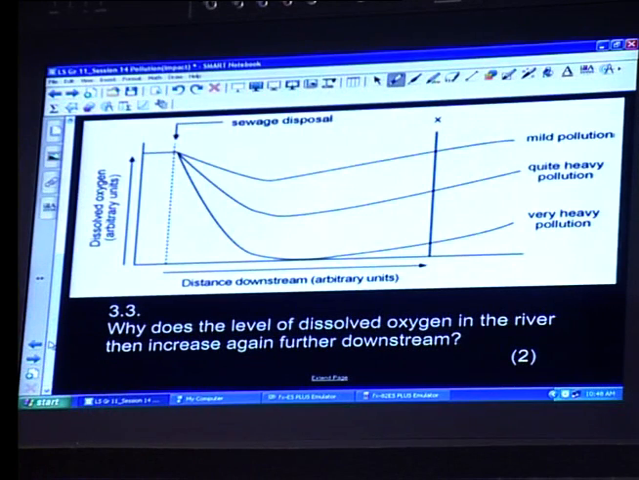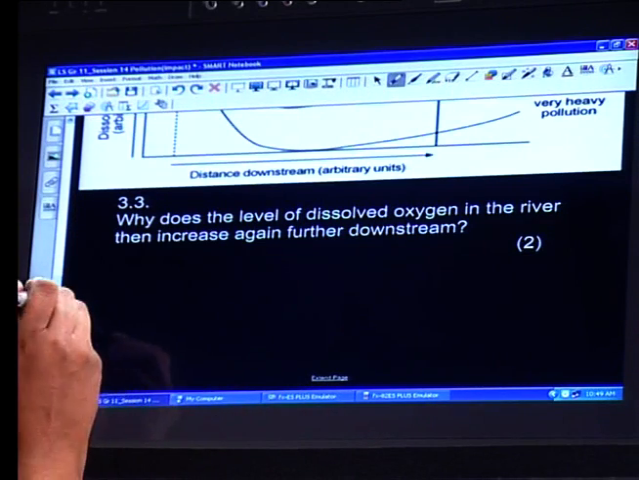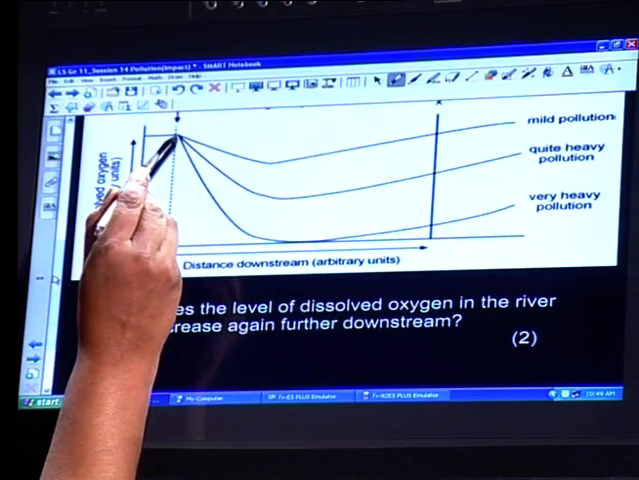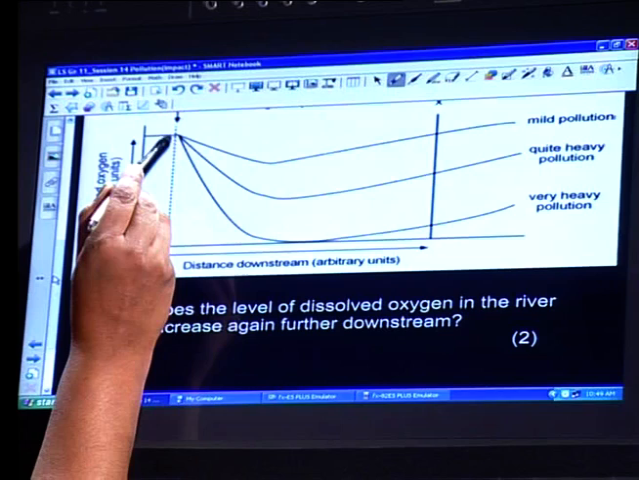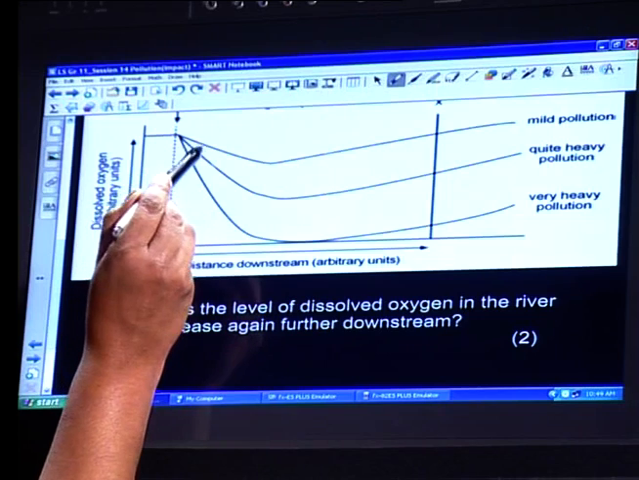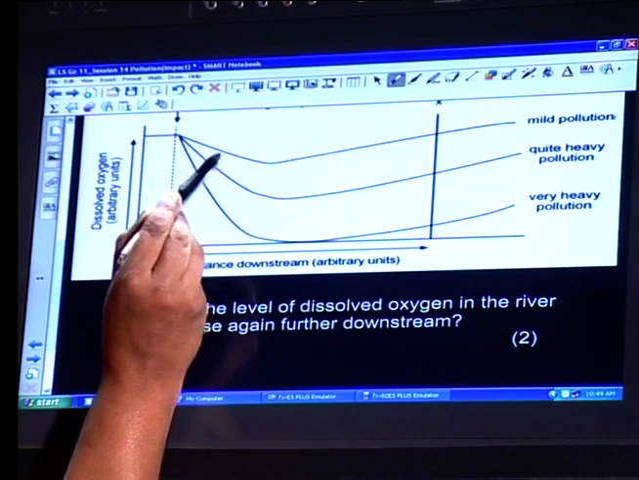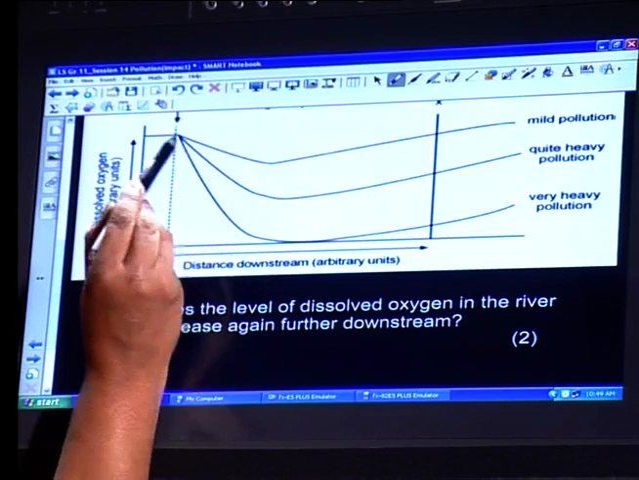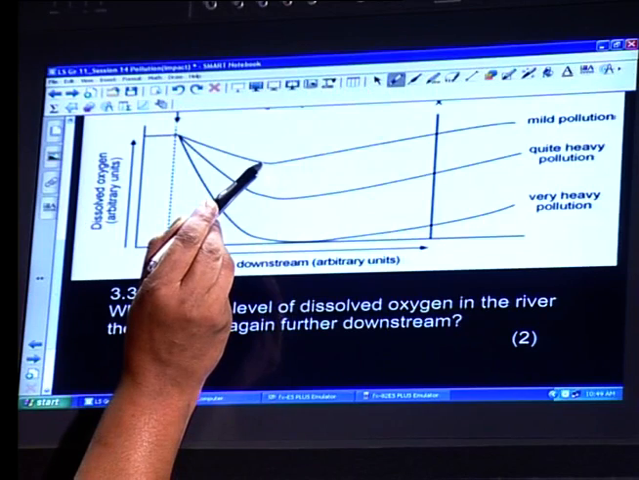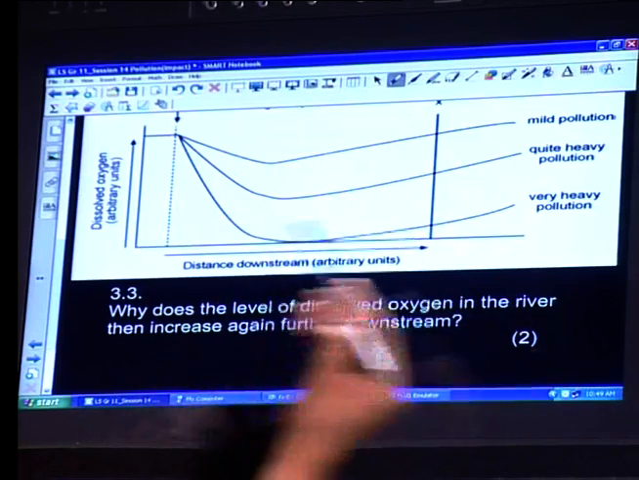3.3, why does the level of dissolved oxygen in the river then increase again further downstream? Now remember, we've seen that before the sewage was deposited, the oxygen level was high, and then it slowly began to decrease as the bacteria decomposed the sewage. Once all the sewage is decomposed, all the oxygen gets used up. There it decreases some distance downstream. Now they want to know, why does it increase again further downstream?